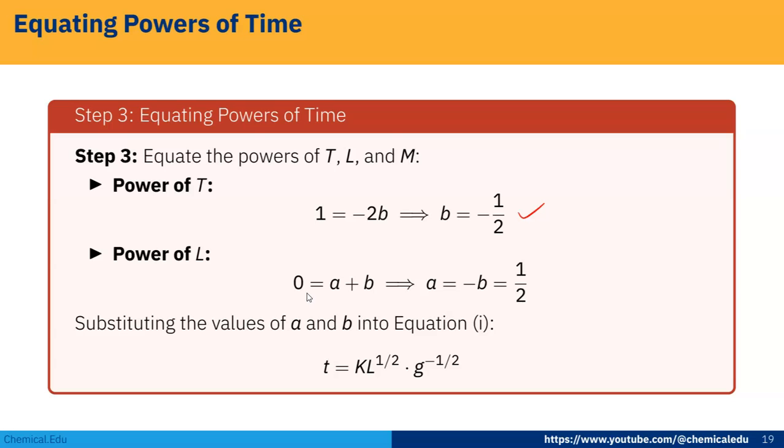half. So substituting the values of a and b into equation 1, T will be equal to k L to the power half and g to the power minus half.